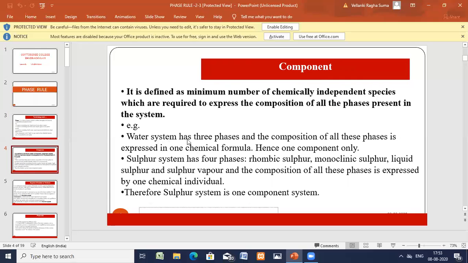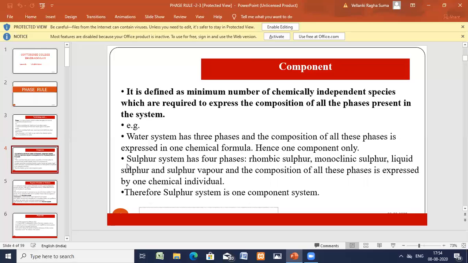The water system has three phases. As I told you: solid ice, liquid water, and water vapor in the gaseous state. So there are three phases. But what is the composition? It is H2O. The composition of all these phases is expressed in one chemical formula, H2O. Hence, it is one component only.